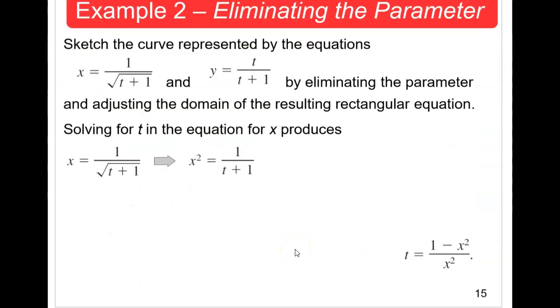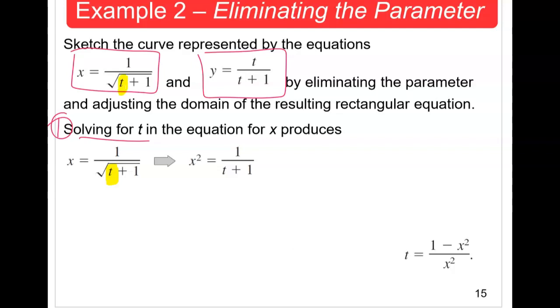So in this case, we start with our two parametric equations right here. That's one, and that's the other. And what we're going to do is eliminate the parameter and then adjust the domain of the resulting rectangular equation. Solving for t, well, that would be the first step, actually. Solve for t in one of the equations. So we have t right here. We're going to solve for t.